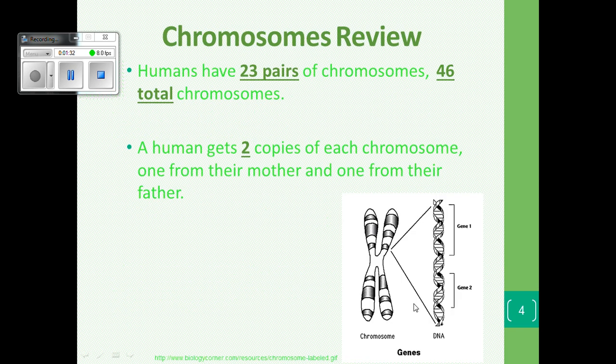If we back up just a little bit, chromosome review, just to remind you what we talked about last unit. Humans have 23 pairs of chromosomes, 46 total, and keep in mind that a human gets 2 copies of each chromosome. So this is actually a copied version. Remember, this is half of this is a chromosome, and when it's been copied, you have a sister chromatid. So this would be after the S phase, where the DNA has been copied. But just keep in mind that every human gets 1 chromosome from each parent.